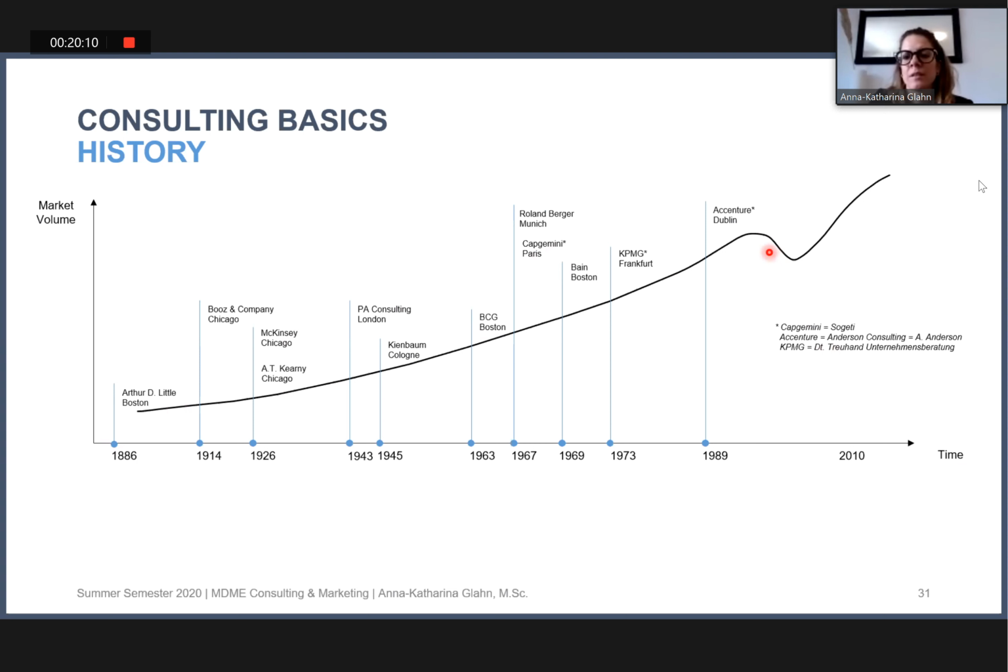a decrease around the 90s, 2000, and that grew up again. And from the phases, it might be interesting. The initialization phase. In this phase, they did mostly consulting around engineering. So it was not finance consulting or something, more technical.